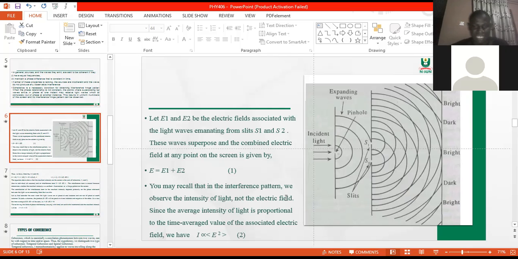Since the average intensity of light is proportional to the time average value of the associated electric field, we say I, the intensity of light, which we are interested in, we are trying to relate the electric field associated with these two slits to the intensity. That's why we have I is proportional to the square of the electric field E. Is that clear?